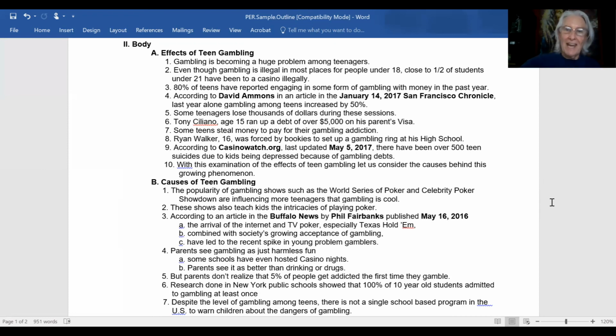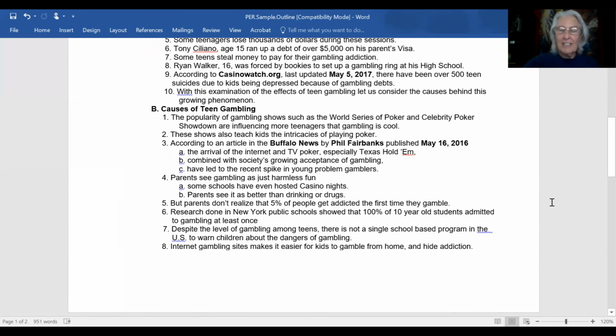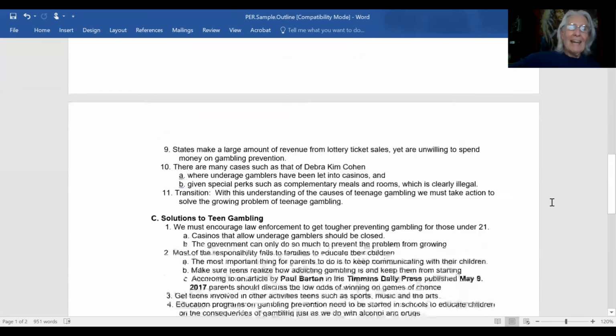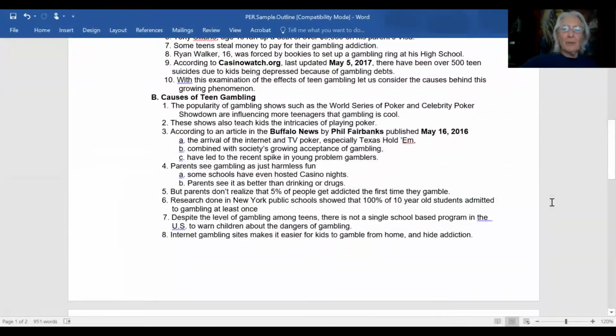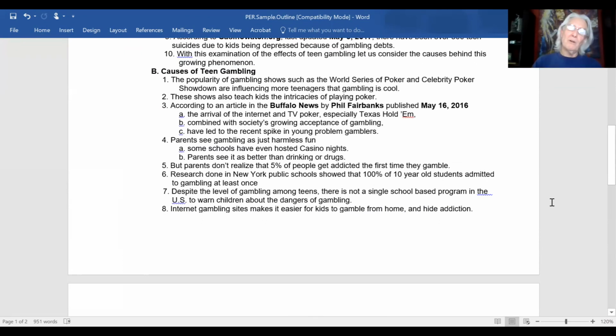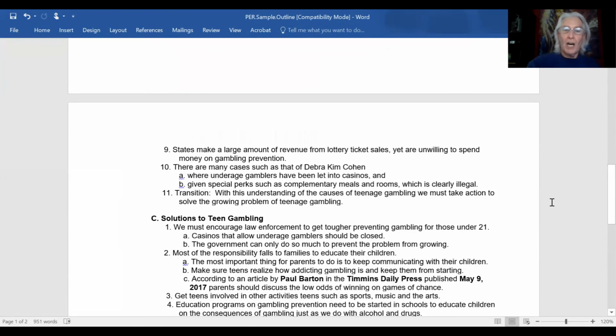In the causes, now, this is a real key leading up to the solutions. Why does the problem exist? What are the causes? What are the reasons for the particular problem? And there's a logical connection between the causes and the solutions. So for example, let's say a cause of a problem is lack of enforcement, right? We're not following through on the laws that we already have, then that automatically leads you to a solution of we need to have better enforcement, right?